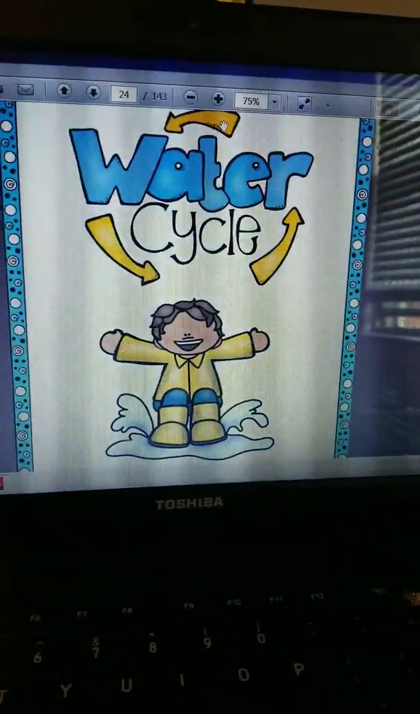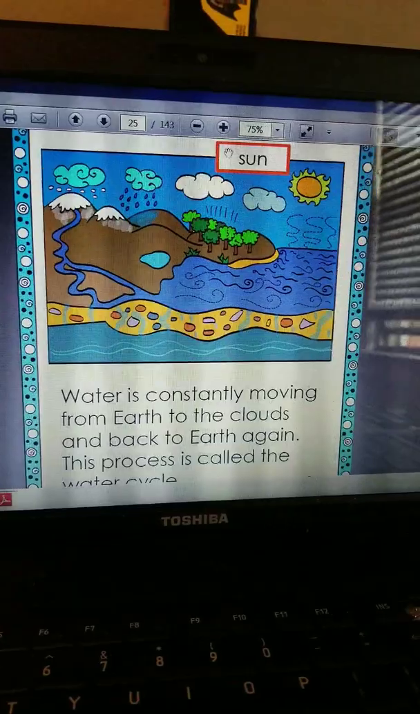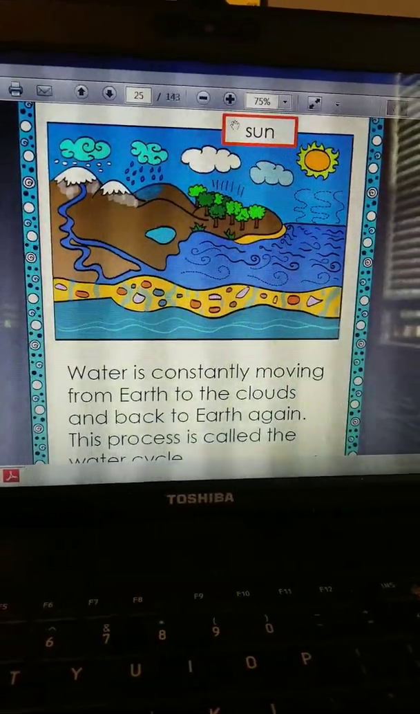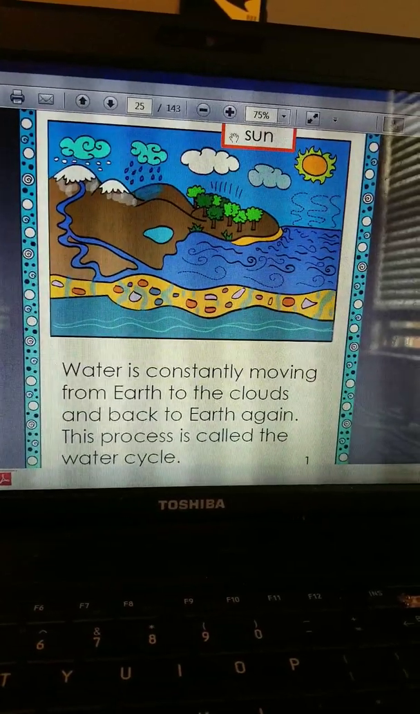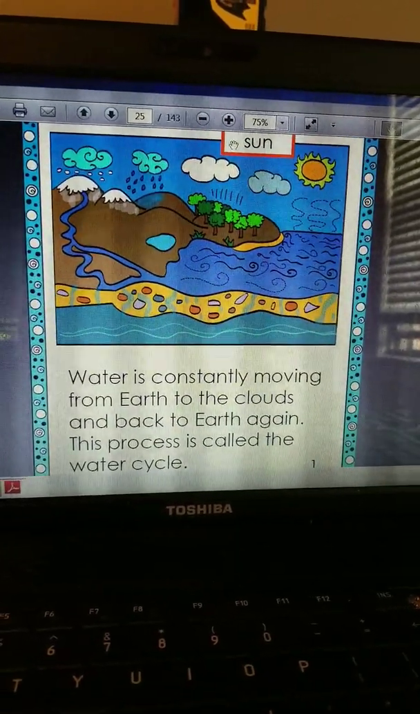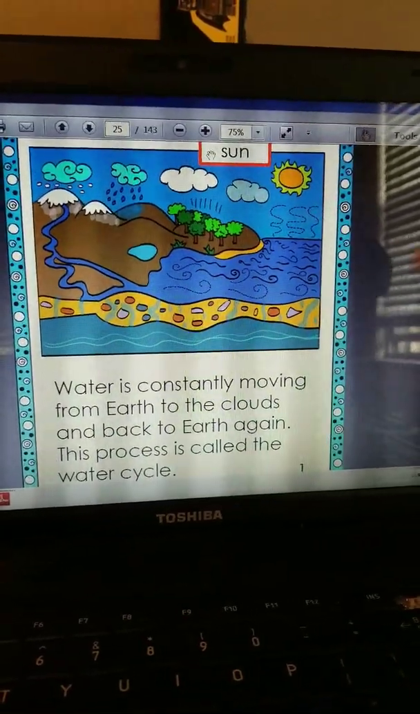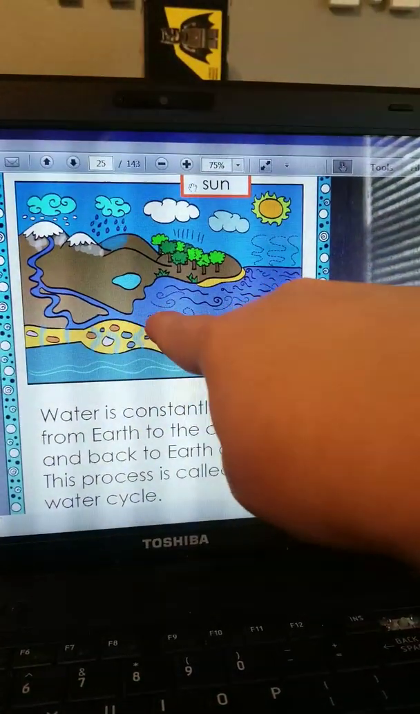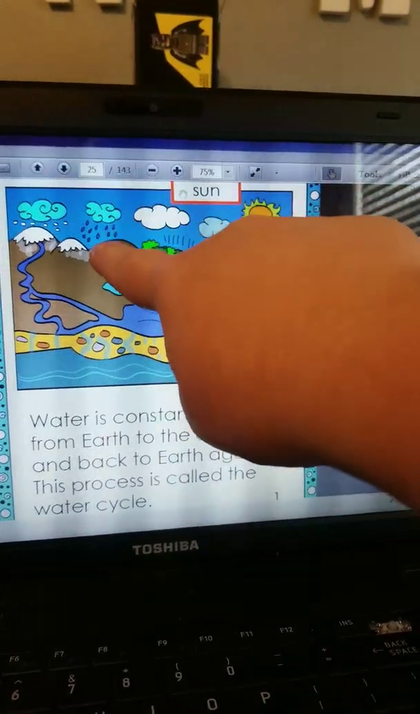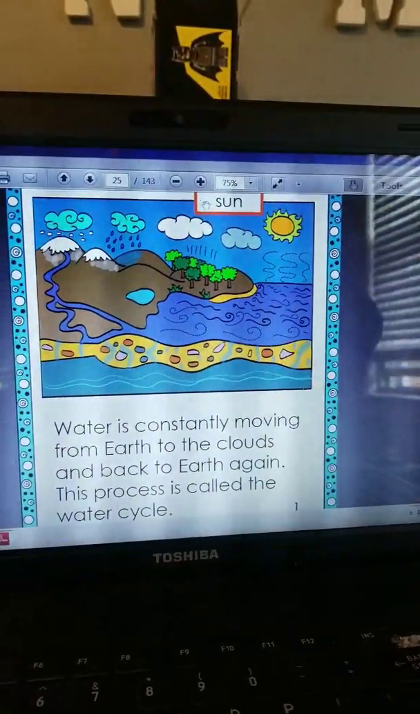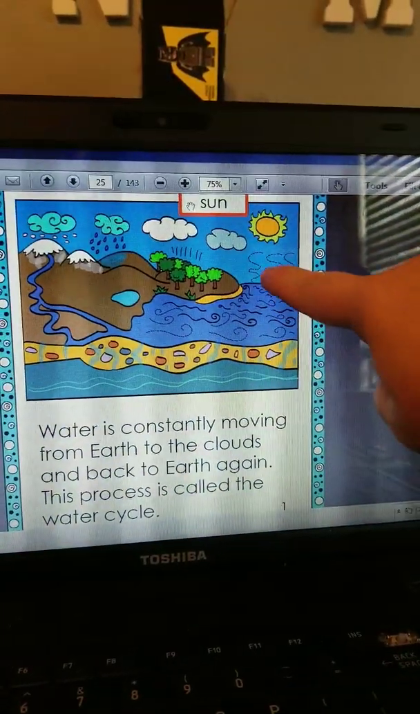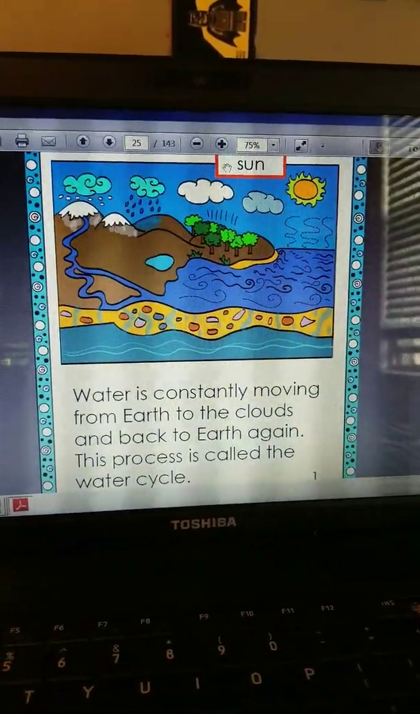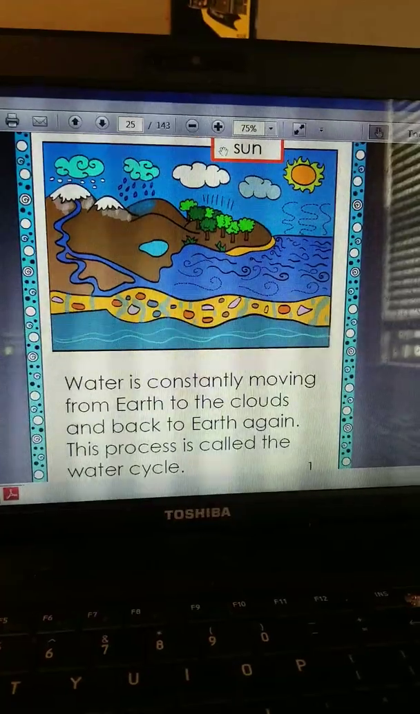The water cycle. Water is constantly moving from the earth to the clouds and back to the earth again. This process is called the water cycle. Okay, in this picture you see the ocean or a lake and a stream coming from the mountains, some rain coming from the clouds, snow coming from the clouds. And these little squiggly lines here by the sun are the water going back up into the sky, and we'll talk about that in a second.